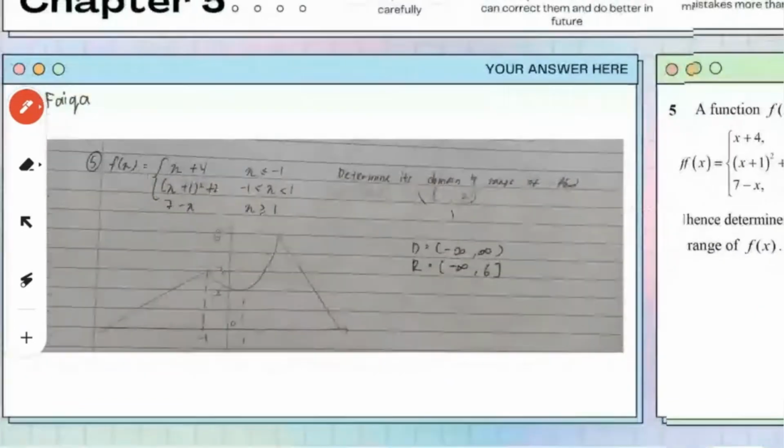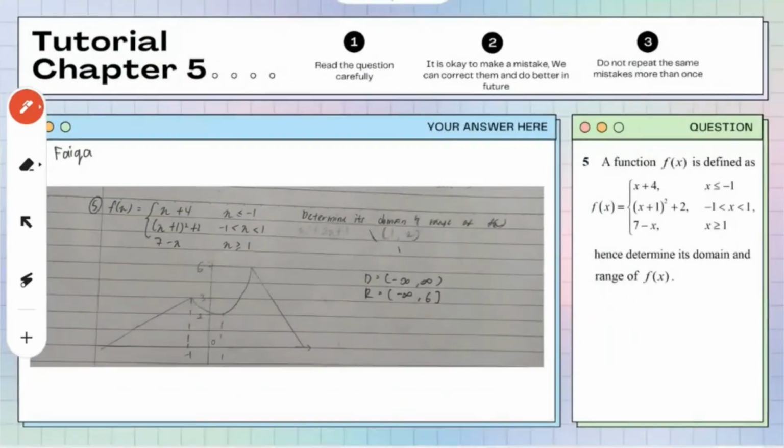Okay. So kita ada graph untuk linear function x plus 4, x is less than or equal to -1. So kat sini Faika dapat 3, okay. Sebab okay, this one is correct. So kat sini kita close lah kan. And then from -1 until 1, okay, shape ni dah betul dah sebenarnya.